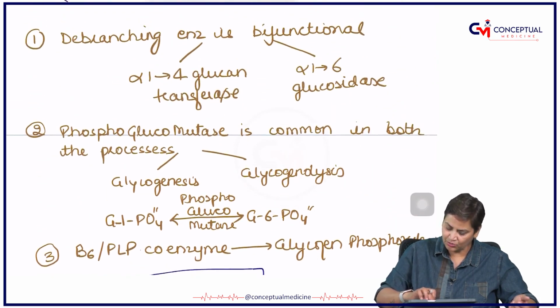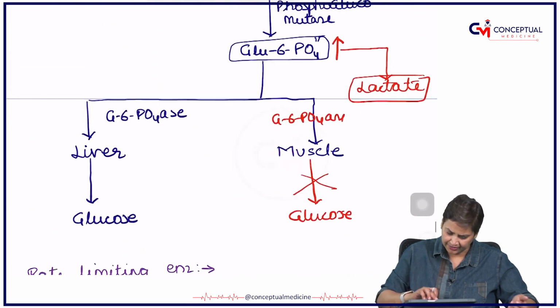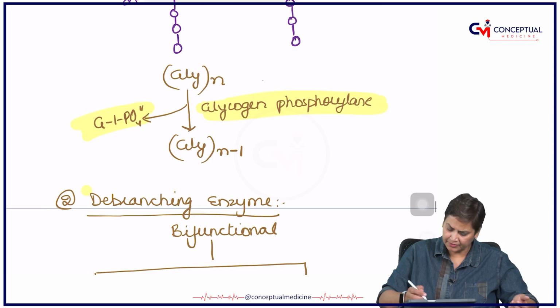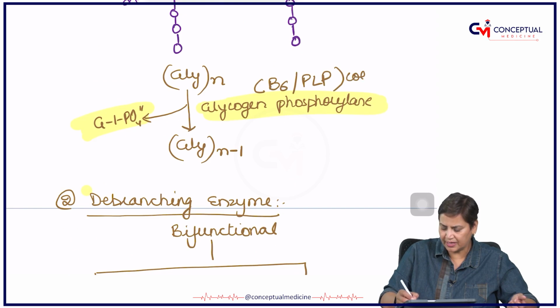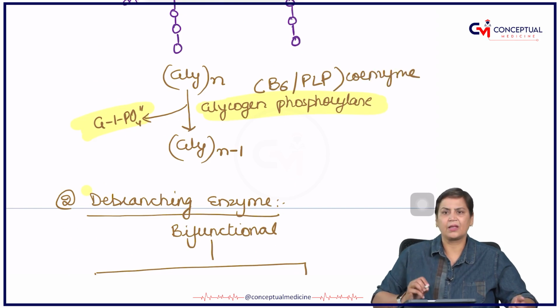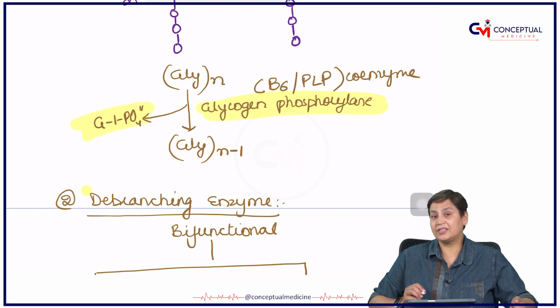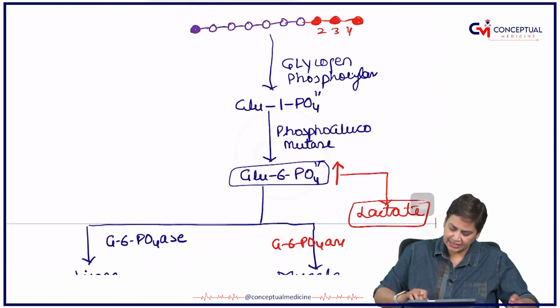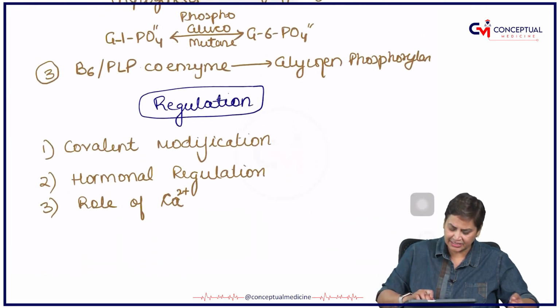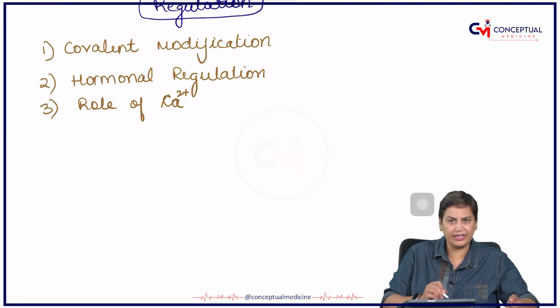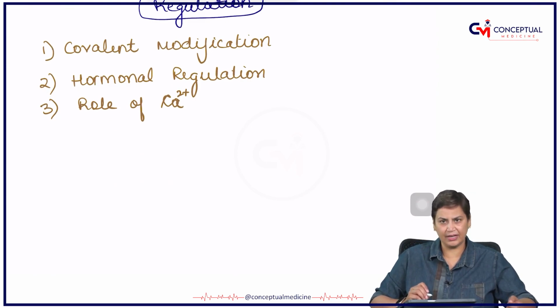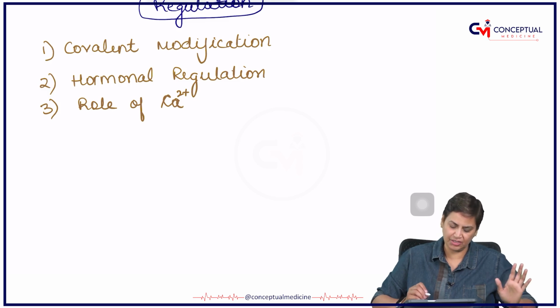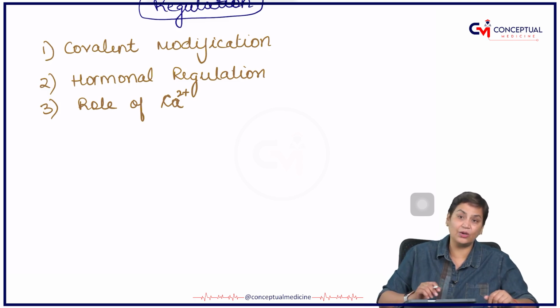So I can simply write this reaction here where I have written glycogen phosphorylase; vitamin B6, or PLP, is a coenzyme. Since glycogen phosphorylase is the only rate limiting enzyme, B6 also plays a very important role in this. Clear? Now when we discuss the regulation, the first aspect is covalent modification, second is hormonal regulation, and third is the role of calcium. We are going to take these aspects one by one.